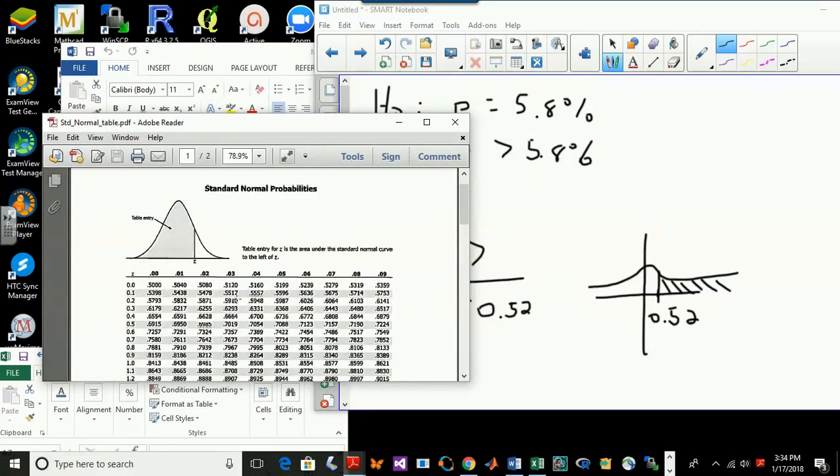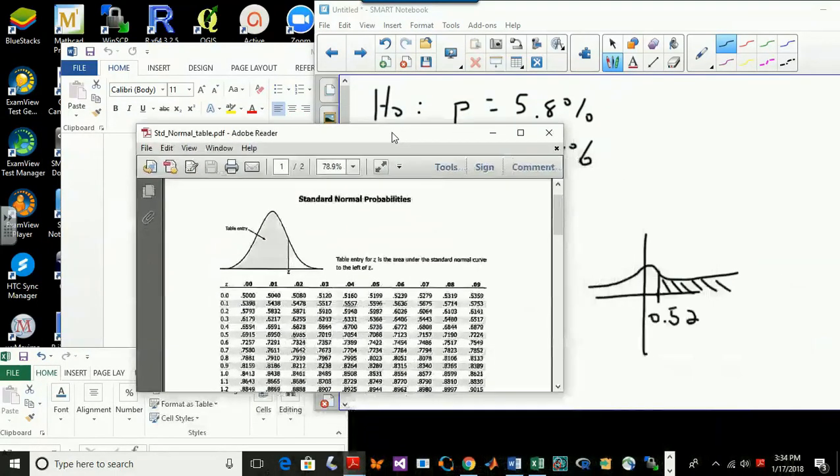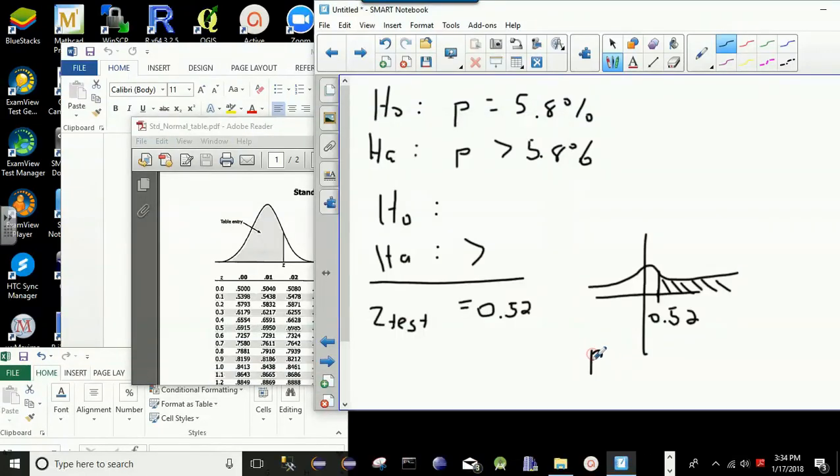Okay, so Z is equal to 0.52. Okay, so 0.52 is 0.6985, right? So the probability of Z equals 0.52, I should write probability, is 0.6985.